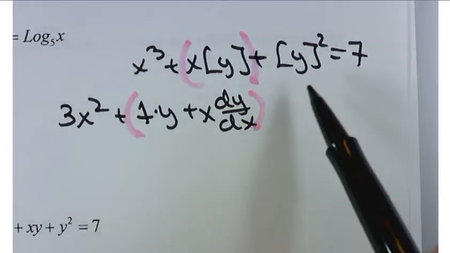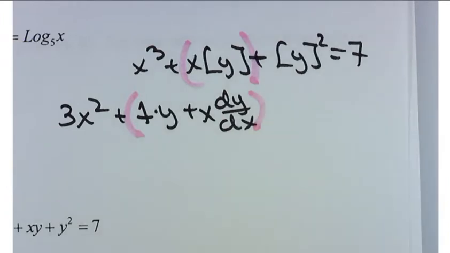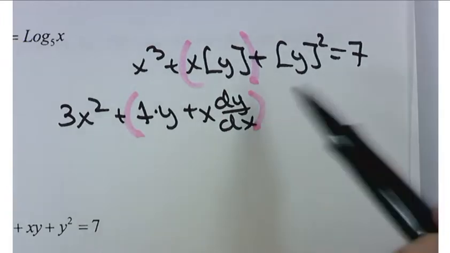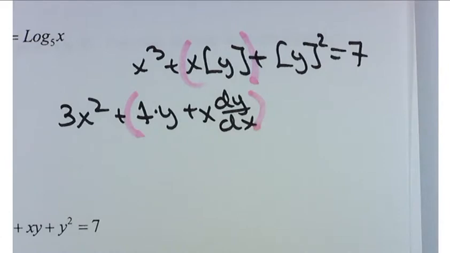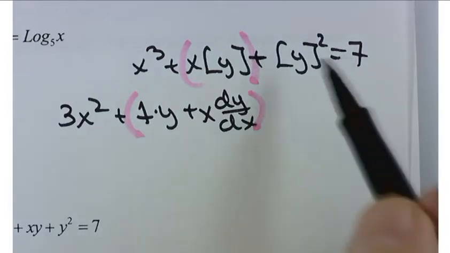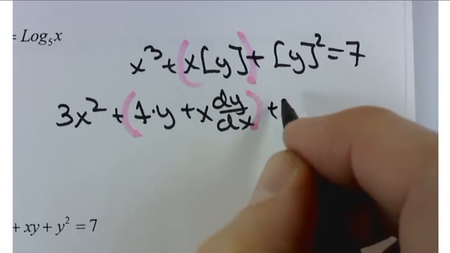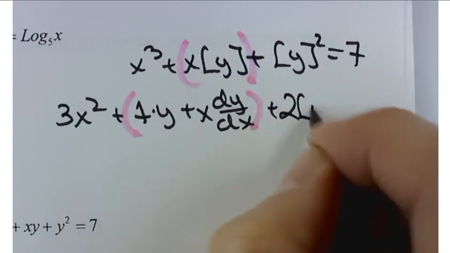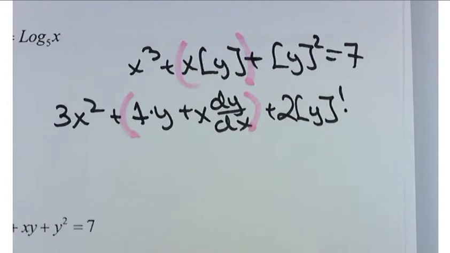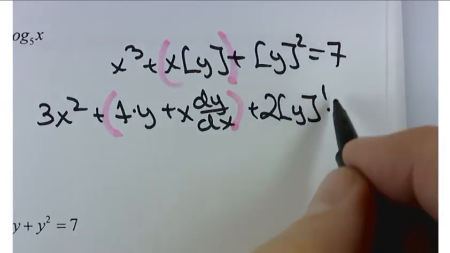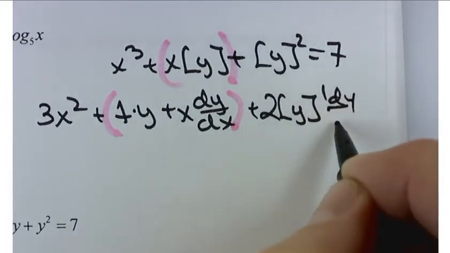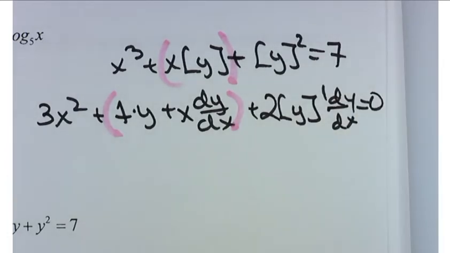And this term needs a little bit of love as well. What rule do I have to use to differentiate y squared? Power rule and something else. And the chain rule. Because it's going to be the derivative of the outside times the derivative of the inside. So for the power rule part of it, it's going to be 2 times y to the first power times the derivative of the inside. There you go. dy by dx equals 0, which is the derivative of that constant.